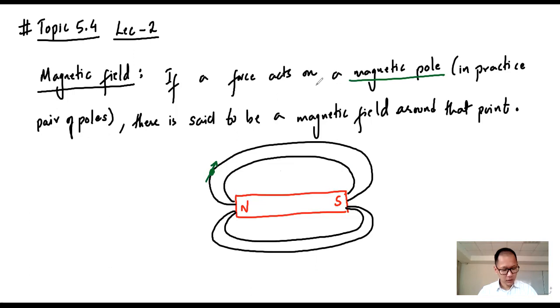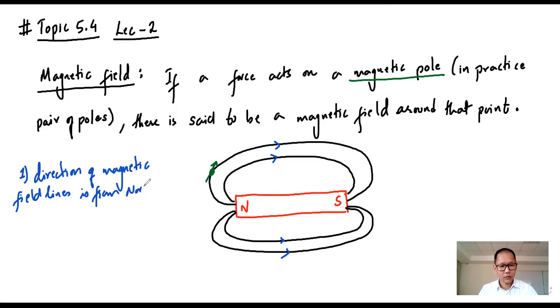Now, let me recall a little bit of what we also said last time. The first point is the direction of the field lines. In this case, the direction of magnetic field lines is from north to south. Secondly, the field lines never intersect.